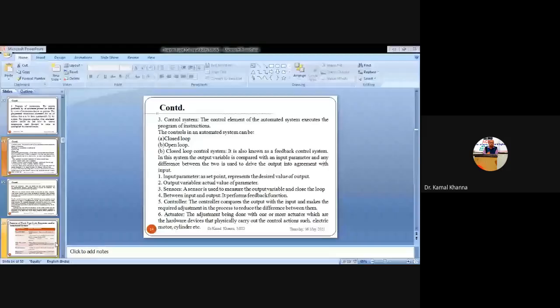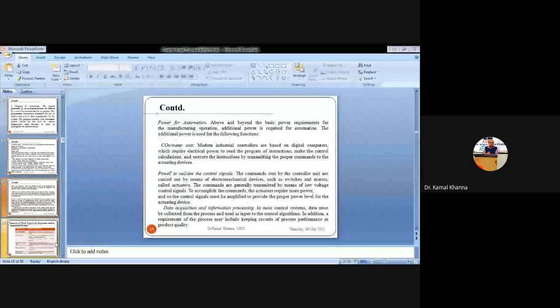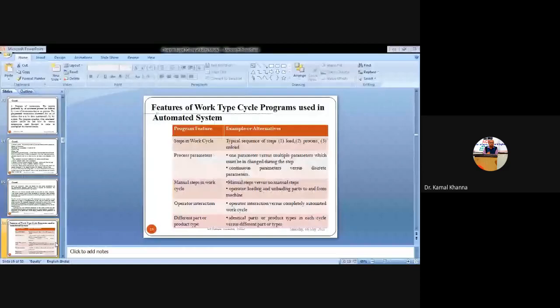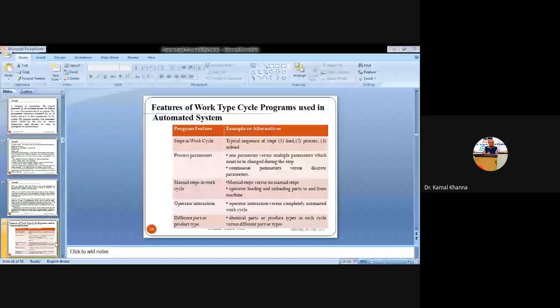Due to the data acquisition and the information processing in most of the control systems, data must be collected from the process and used as input to the control algorithms. And the next topic is the features of work cycles being programmed and used in the automated system. So what are the features that may be required for work cycle programs that will be used in the automated systems? You can see there are some program features and their alternatives available to the R&D department as well as to the skilled worker.